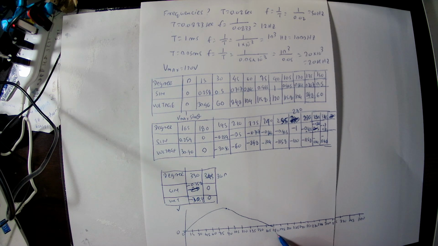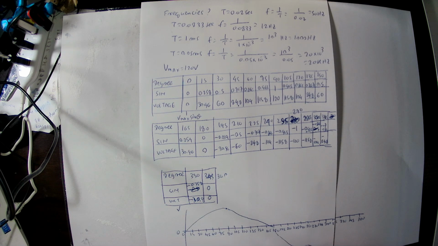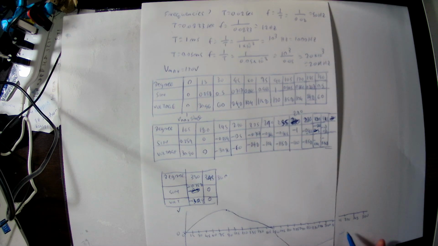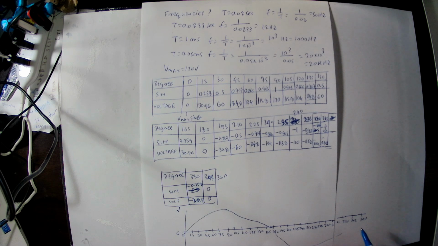270 is the maxima. Then it goes down and goes back to 360. So this is the way we practically calculate, and we can plot the graph. So this graph we can calculate.